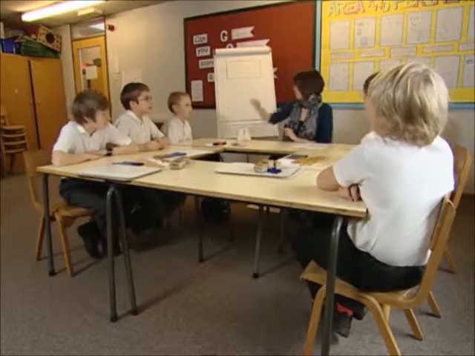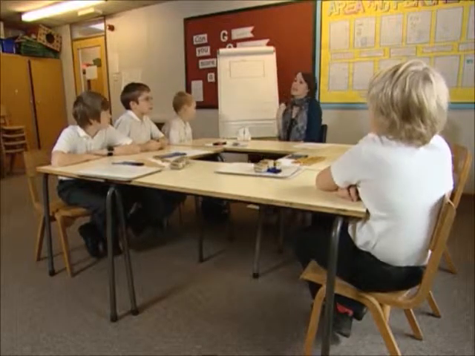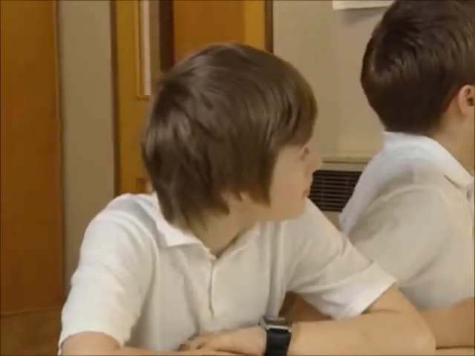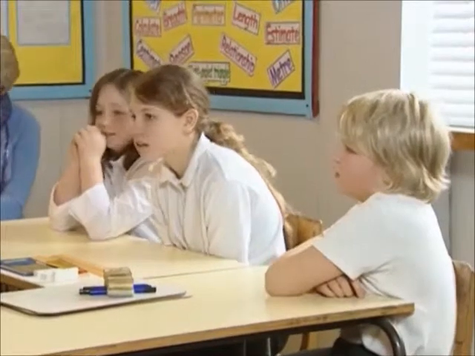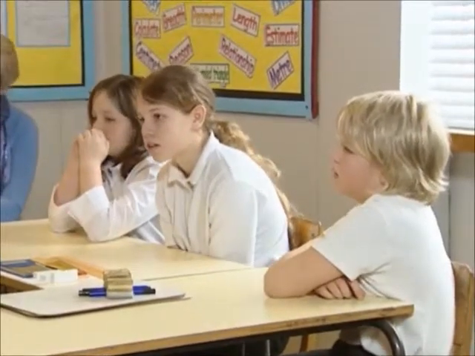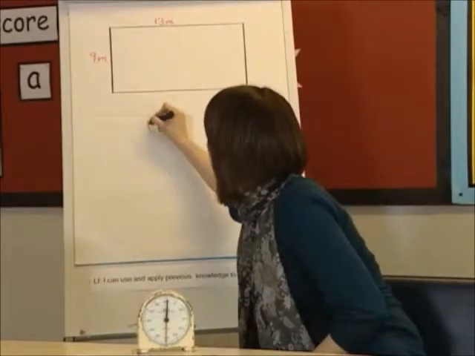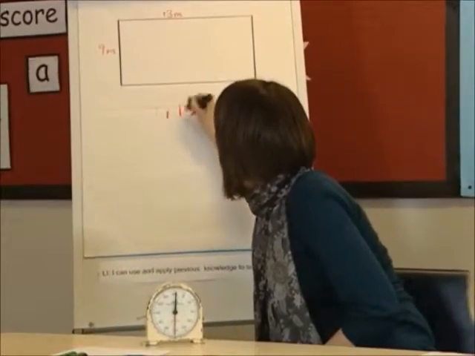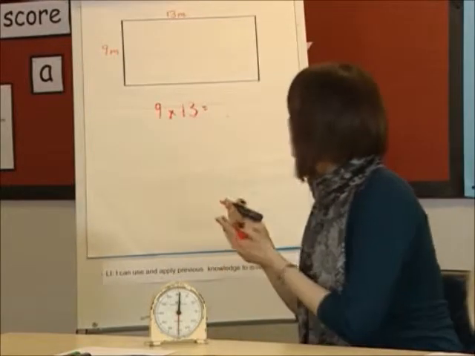If I have this rectangle up here, can you tell me, anybody, how I calculate the area of my rectangle? Josh? 9 times 13. Okay, so what have you done there? You've multiplied what by what? The length by the width. Okay, so 9 times 13. Can anybody tell me what that makes?